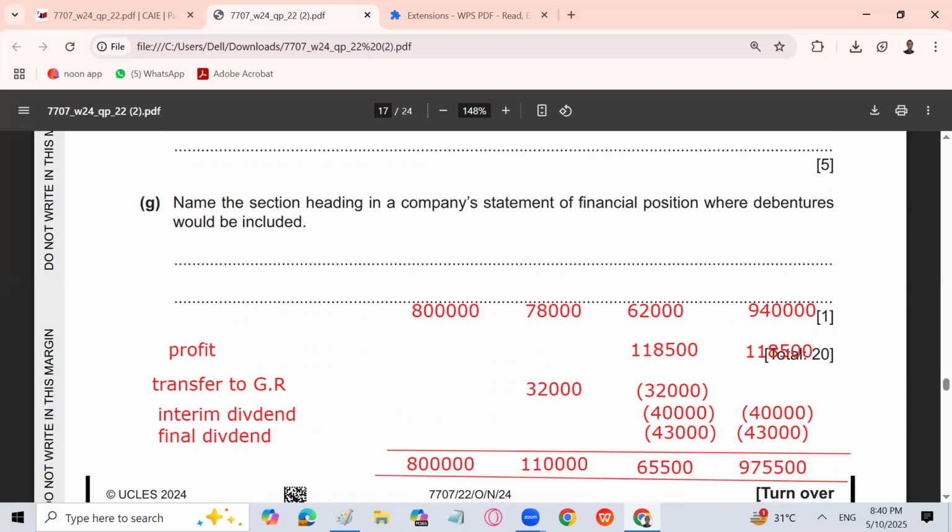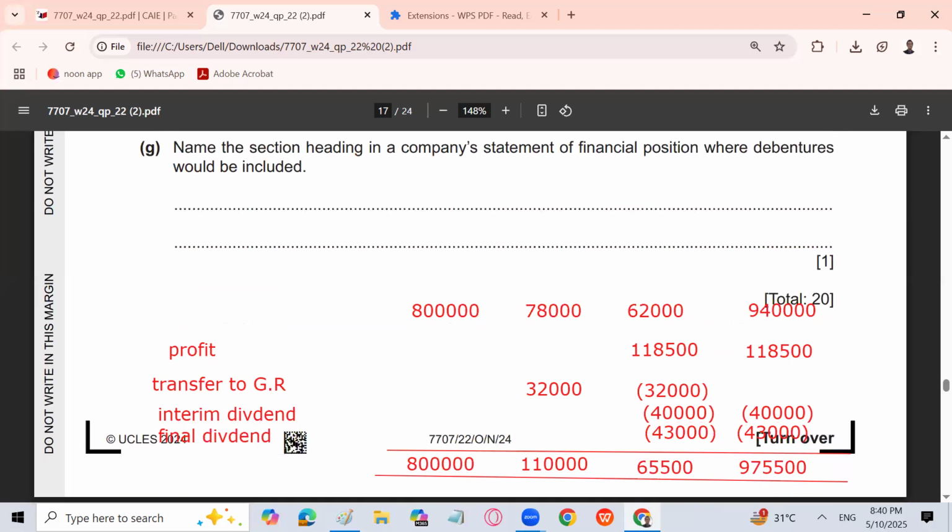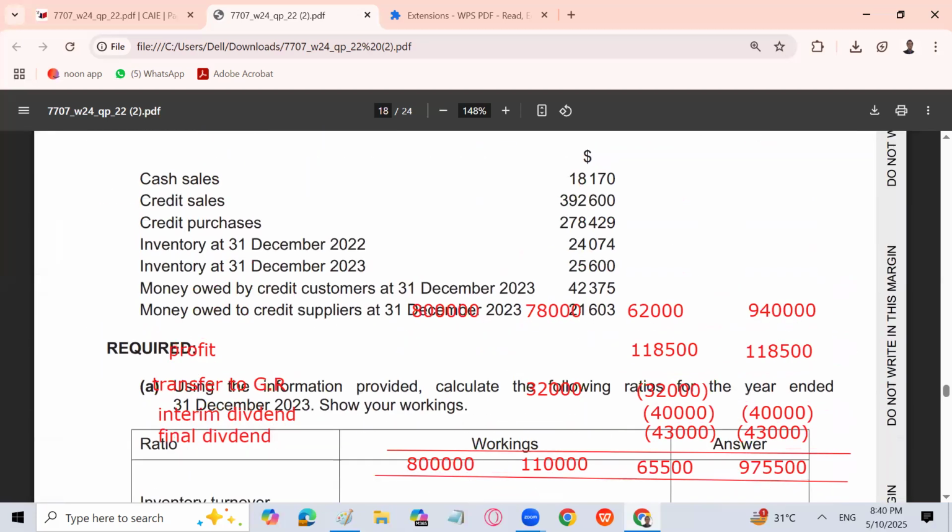Name the section heading in a company's statement of financial position where debentures would be included. It is under the heading of non-current liability. We will write the debenture under the heading of non-current liability, right? So this is the end of the question. And thank you very much.